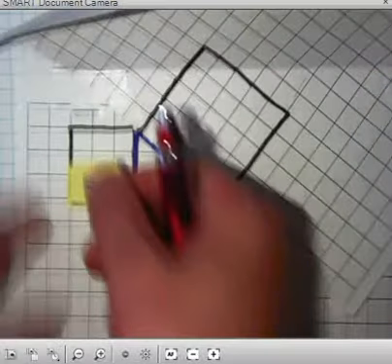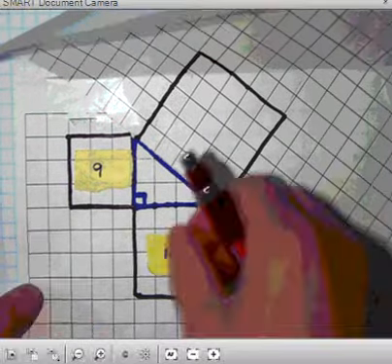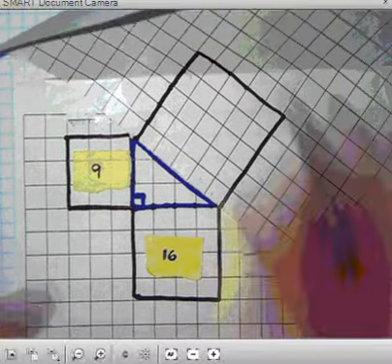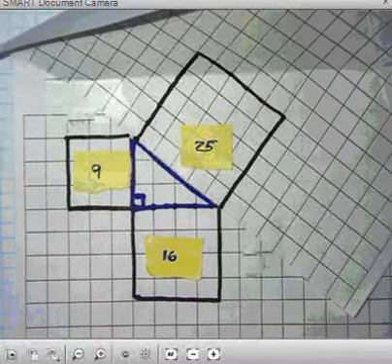9. So I'm just going to put my 9 right there. And what's the area of this one? 16. And then the area of my larger one? Is 9 plus 16, 25? Yes. So it seems to work for that one.